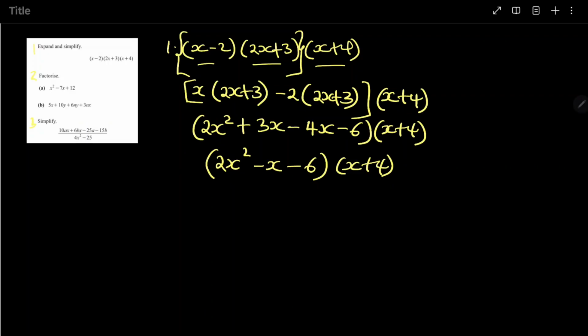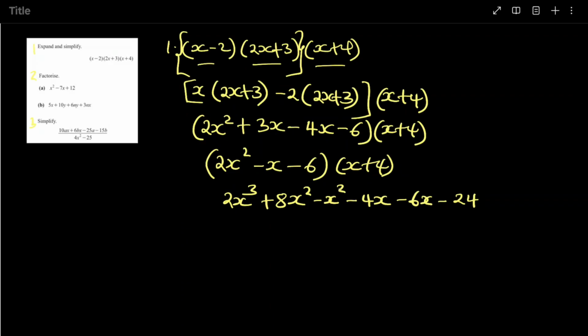So let's start with 2x. 2x squared times x, that is 2x cubed. Then 2x squared times 4, that is 8x squared. So 2x squared is done. You go to negative x times x, that's negative x squared. Negative x times 4, that is negative 4x. Negative 6 times x, that's negative 6x. And negative 6 times 4, that's negative 24. And at this stage, we can now just collect like terms.